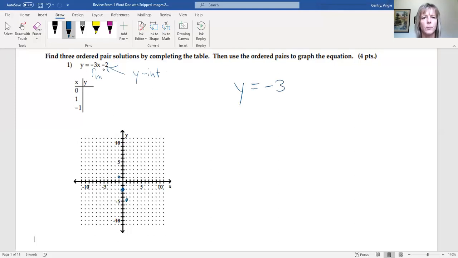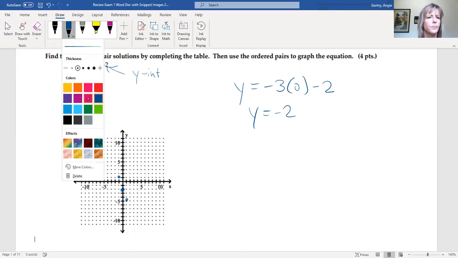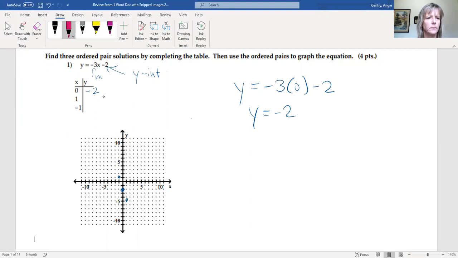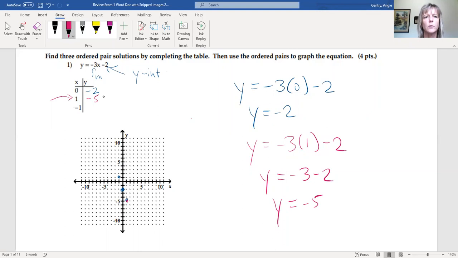So y equals -3 times 0 minus 2, y equals -2. When x is 0, y equals -2. So we already had that point by using slope-intercept form. When x is 1, y is -3 times 1 minus 2. y equals -3 minus 2. y equals -5. So 1, -5, already a point there as well. You see how it doesn't matter which way you use it, but I'm asking you to complete the table, so you'd have to do it that way.